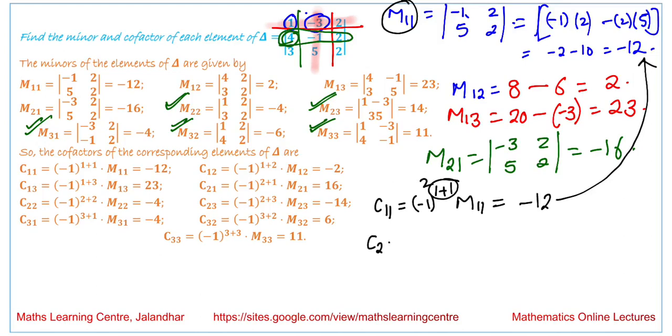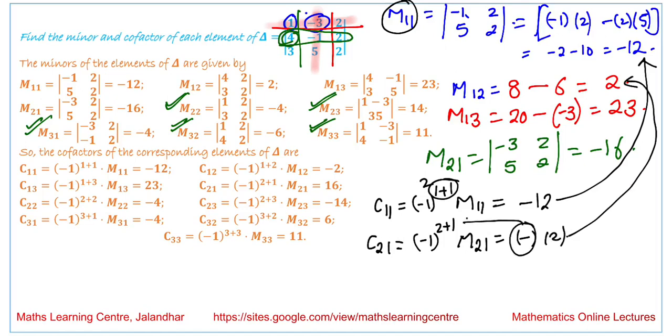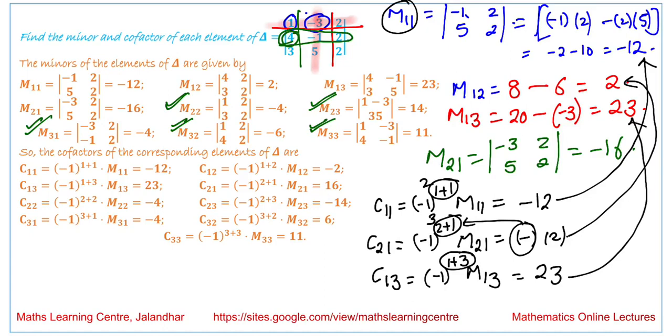When I am talking about C12, it is minus 1 raised to the power 2 plus 1 into M21, the answer we obtain is minus 2. This minus sign is because of the power of minus 1 over here, it is 3, an odd power. So the answer we are getting is minus 2. Next is C13, so it is minus 1 raised to the power 1 plus 3 into M13. This power is 4, so it is even, so it is positive, so the answer we are getting in this case is 23.